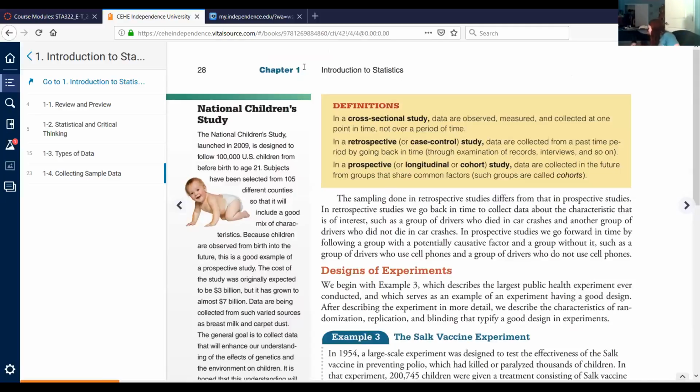We have cross-sectional studies, types of studies that we do. Cross-sectional is something that we collect at one time period, at one time.